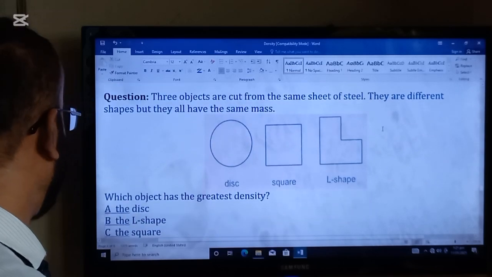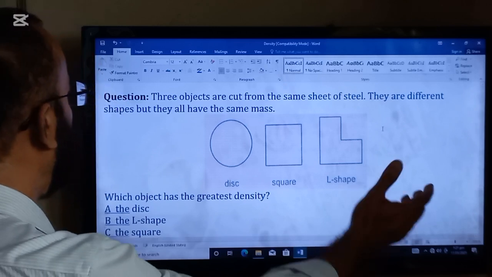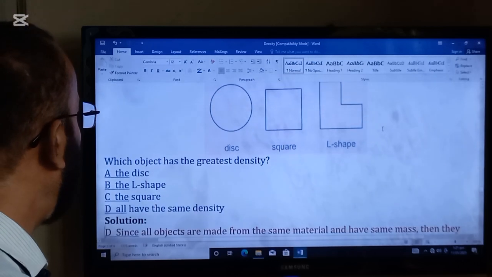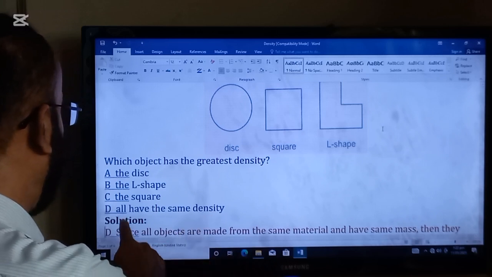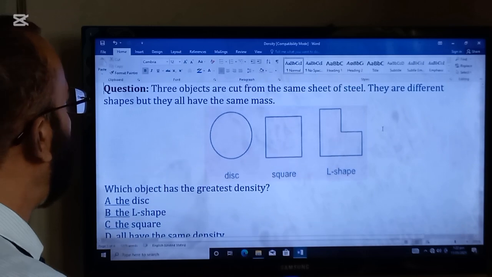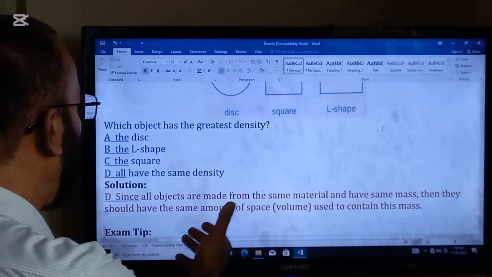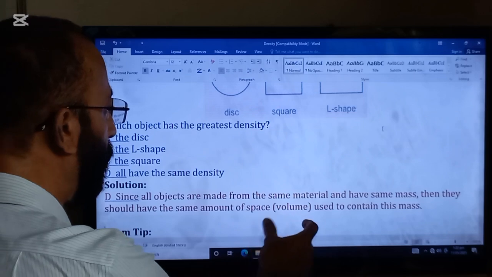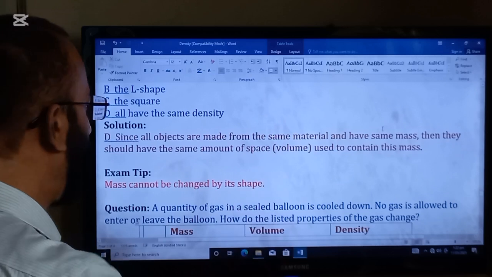And another question is here. Three objects are cut from the same sheet of steel. They are different shapes, but they all have the same mass. Which object has the greatest density? The answer will be D. All have the same density. Since all the objects are made from the same material and have the same mass, they should have the same volume to contain this mass. Mass cannot be changed by its shape.